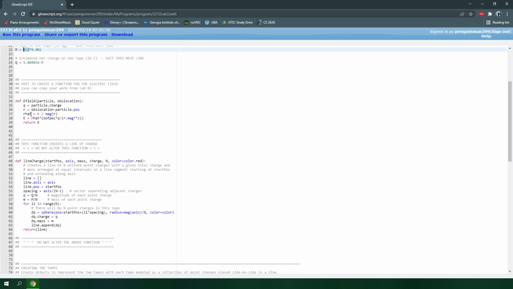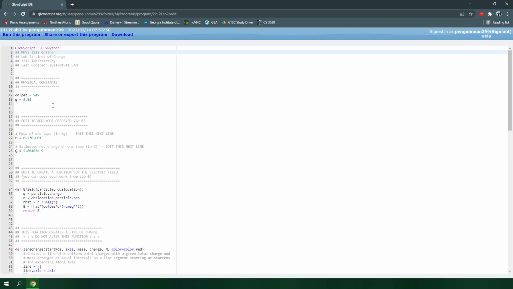And from this model, and from the understanding that in order for the tape to float, the electric force must be equal and opposite to the gravitational force, I was able to determine the magnitude of the charge on a piece of tape. And it came out to be this 5.80403 times 10 to the negative 9 coulombs.